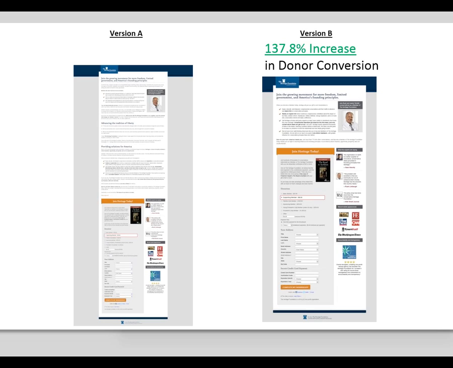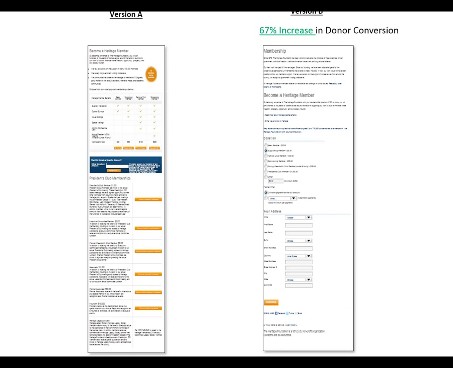Here's another example. Version A, version B, again, the Heritage Foundation. Version A, this is a Become a Member page that explains in exhaustive detail all the different aspects of different levels of membership. Version B says, hey, here they are. Here's the different levels, 25, 50, 100, 250, and 1,000. Which one do you want? And we did an A-B split test. Version B, the simpler page, produced a much higher conversion rate, a 67% increase in conversion.